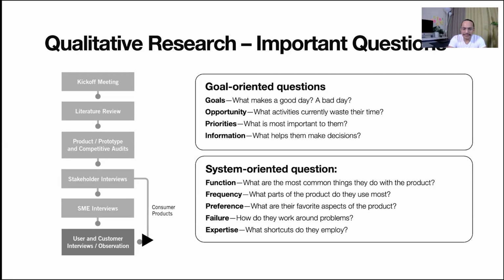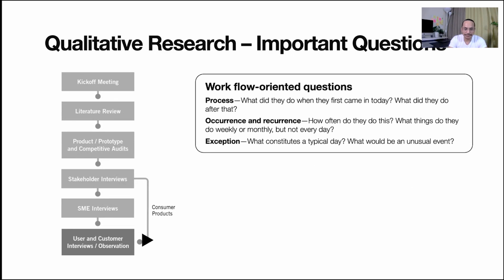Okay, and this is after the research, we basically try to analyze and see what parts of the product do they use most, their preference, what are their favorite aspects of the product, how do they work around problems, and what shortcuts do they employ. And this we are able to find only after having a meeting or interview with them, and also by observing them. Okay, so this is the system oriented question that we ask after the interview or the observation.